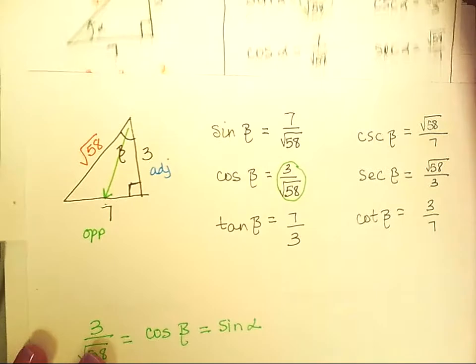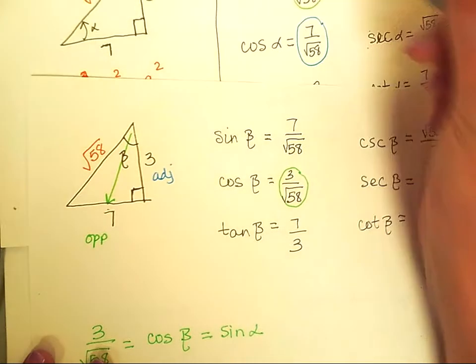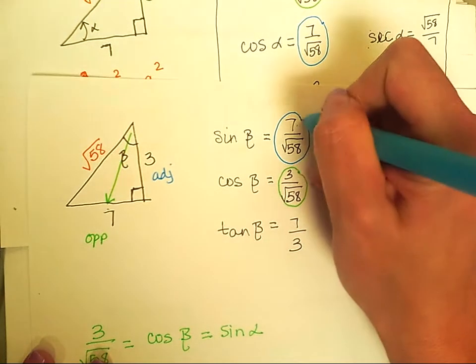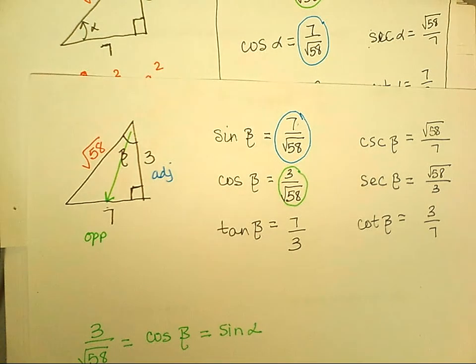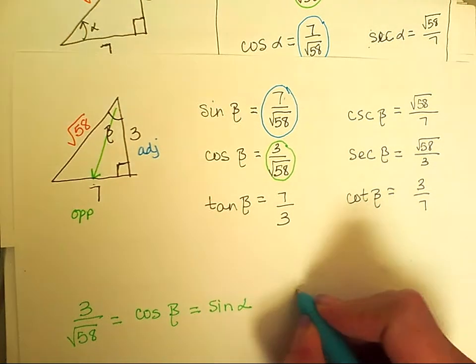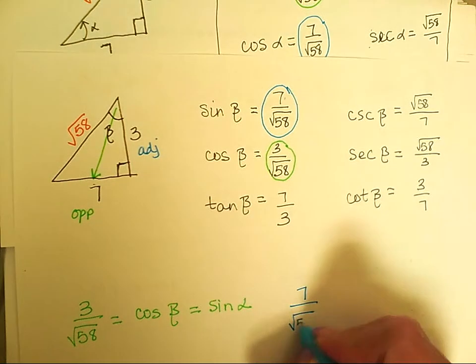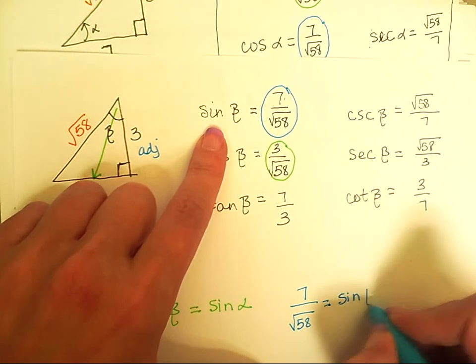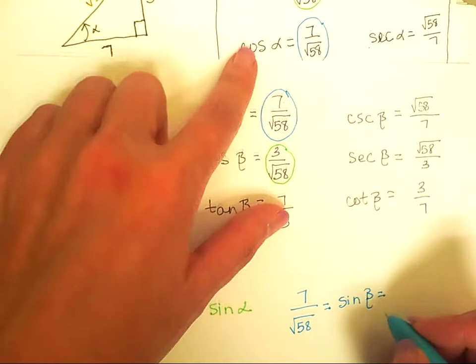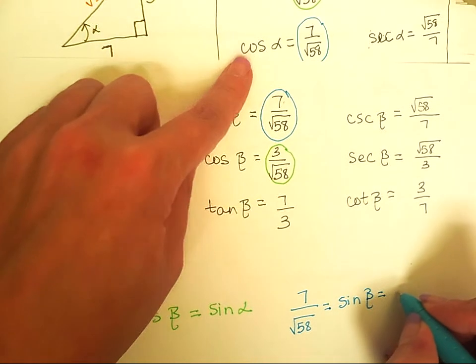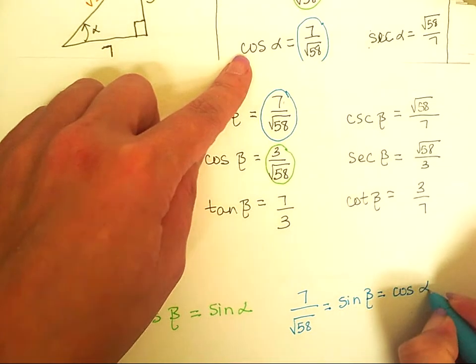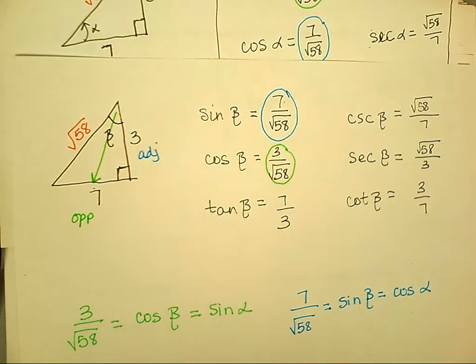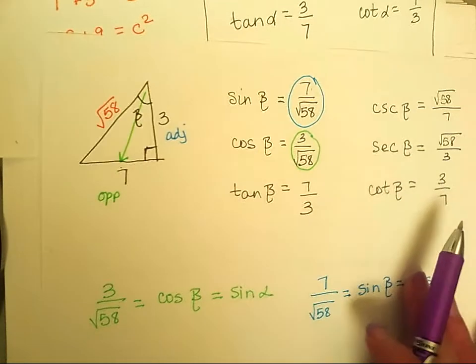And we'll see lots of similarities like this. Like here's 7 over the square root of 58. Okay. So what we have there is 7 over the square root of 58 is equal to the sine of beta, which is also equal to the cosine of alpha. And there are more.